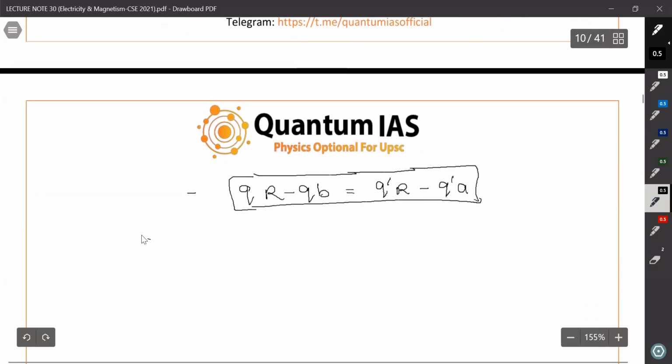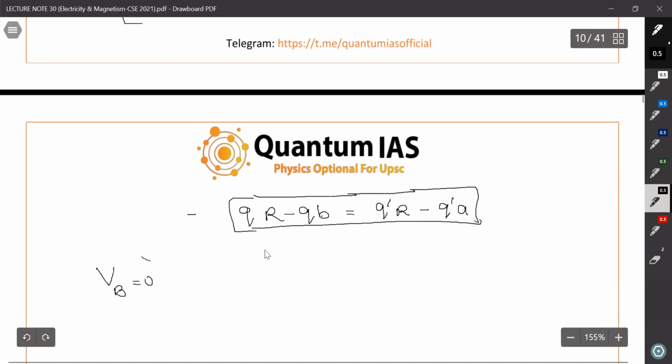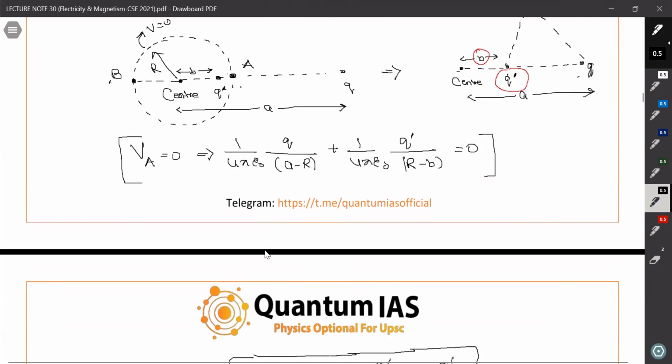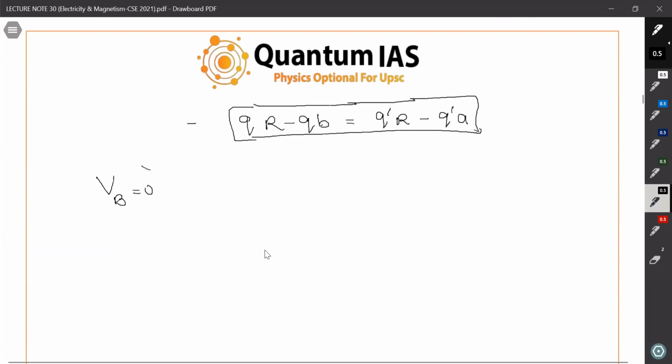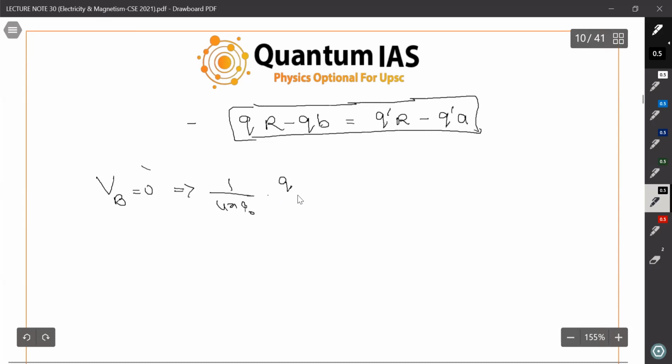Okay, now what will happen? VB equals to 0, right? So at VB equals to 0, the distance will become A plus R and R plus B. 1 upon 4 pi epsilon naught Q upon A plus R plus 1 upon 4 pi epsilon naught Q dash upon B plus R is equals to 0. Potential due to them is 0 on the surface. I'm just taking the positions, right? You can take any arbitrary position, but it will make your equation lengthy.